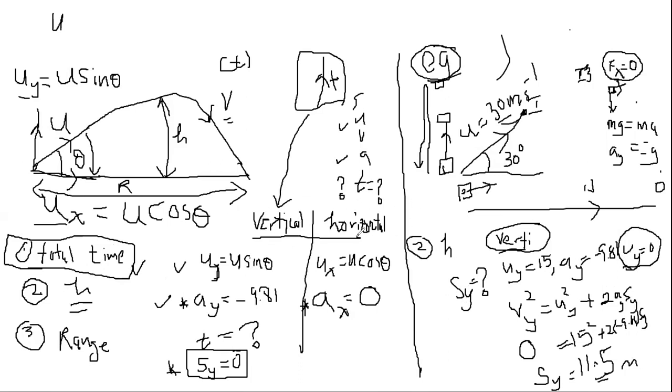Why didn't we go for horizontal? Because horizontal does not have enough information. To make use of the SUVAT formula, you need to have 3 pieces of information. I think vertical is able to give us the 3. For total time, the hidden information was sy was 0. For maximum height, the hidden information is vy is 0. Remember.